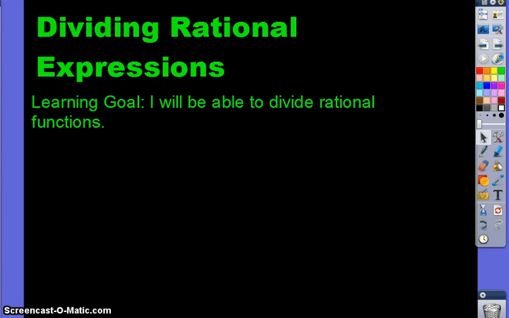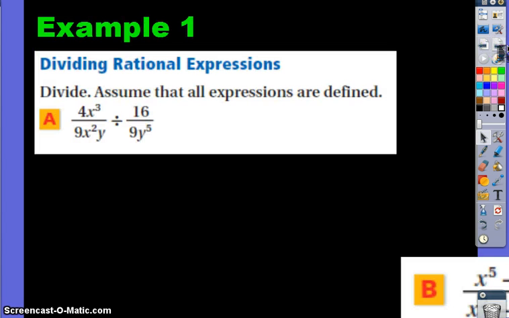Today we're talking about dividing rational expressions. Yesterday we talked about simplifying and multiplying them. Today we're going to conclude this section with dividing. So that should be your learning goal, how to divide rational expressions.